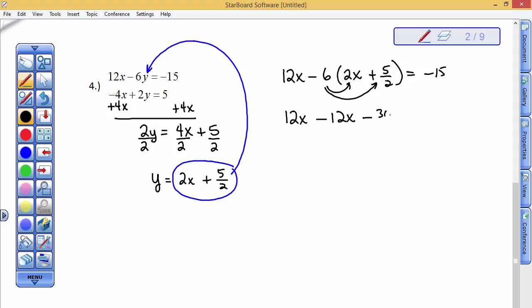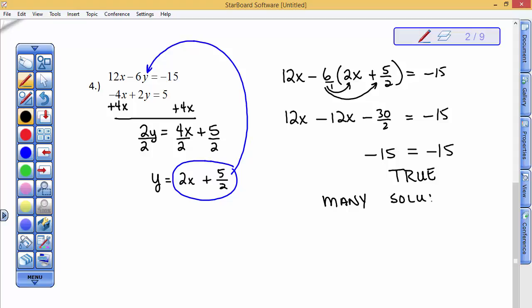I'll have no x's left, and I will have a negative 15 on the left and a negative 15 on the right. When you have a true statement and you lose the letters, it means that there are many solutions to this problem, and the graphs of these two equations lie right on top of one another. They don't intersect at just one spot. The graphs of these two equations, one would be like this and the other would fall right on top of it. Again, many solutions when this statement results. I'm going to pause and we'll do some story problems in the next segment.